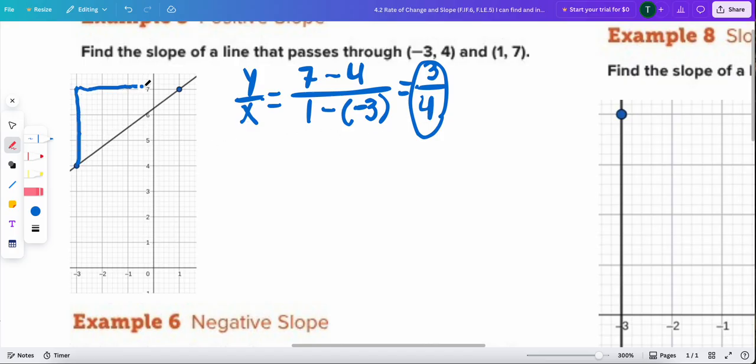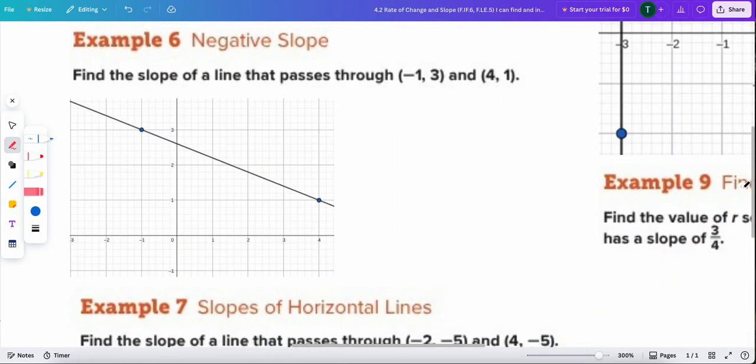Now I also could have used my graph to get that, because if I look at how far I have to go up and over. So to go from the points, if I'm going up, that's 1, 2, 3. So a total of 3 boxes. And then to go over, that's 1, 2, 3, 4. So 4 boxes. Up is a positive direction, and right is a positive direction, which would give me a positive 3/4.